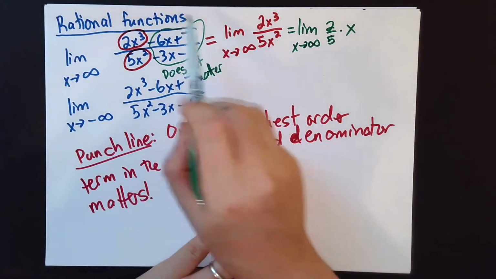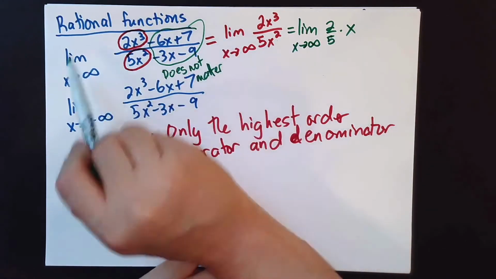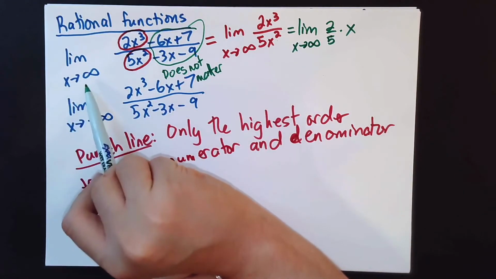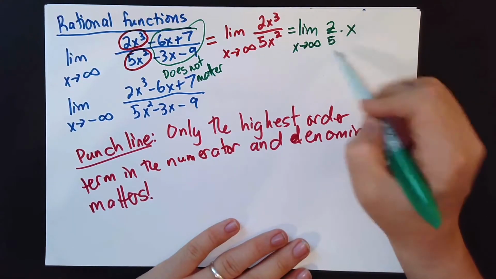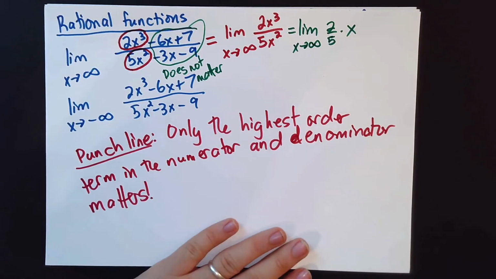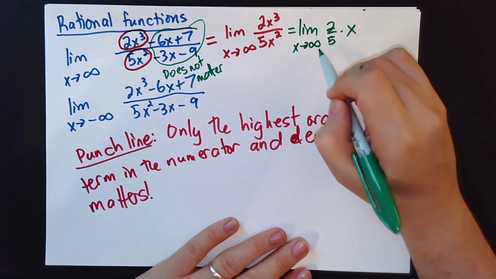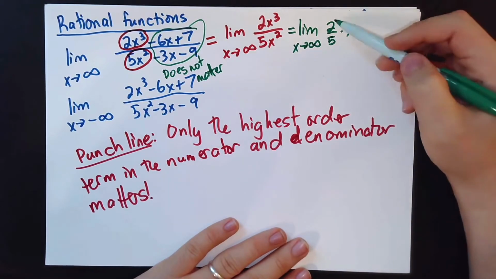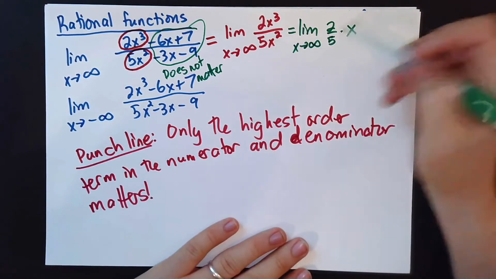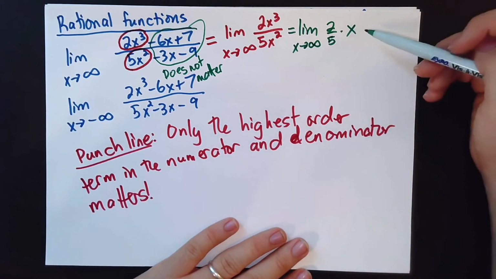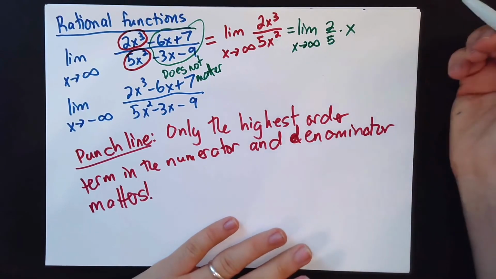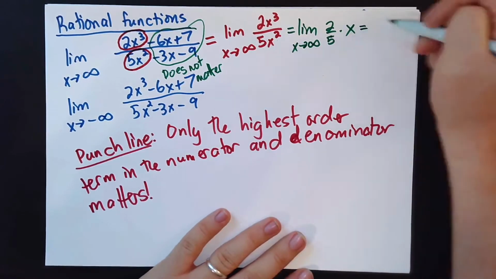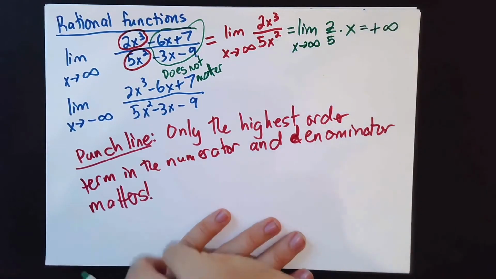And so the question of what happened to this messy thing when x is really big has now been reduced to the question of what happens to this relatively benign thing when x is really big. In other words, if x is a huge positive number, what sort of number is 2/5 times x? Well, if x is a huge positive number, then 2/5 of x is still a huge positive number. And so this is going to be plus infinity.